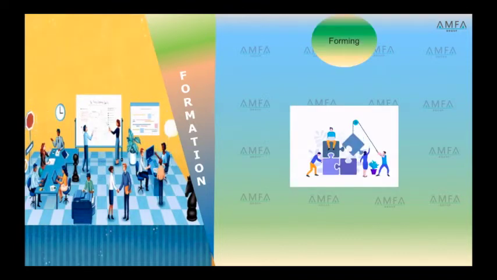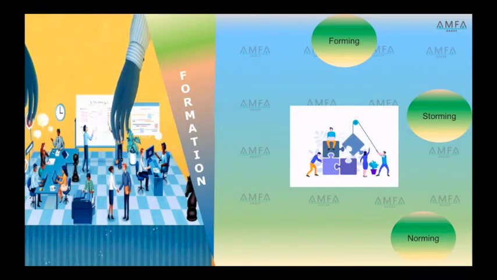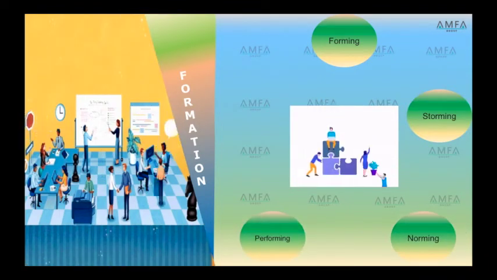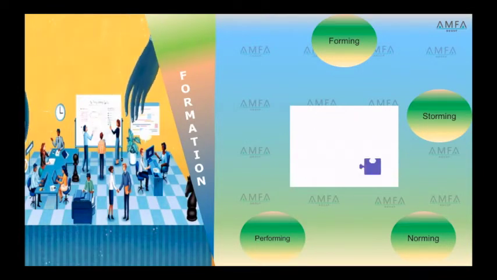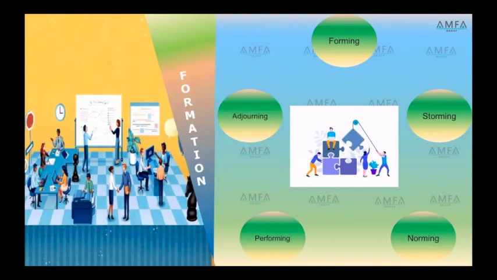The very first stage is called the forming stage. Then comes storming, norming, performing, and later one more stage, the fifth stage, was added in 1977, which is called adjourning. Let's look at these stages in detail. Stage number 1, forming.